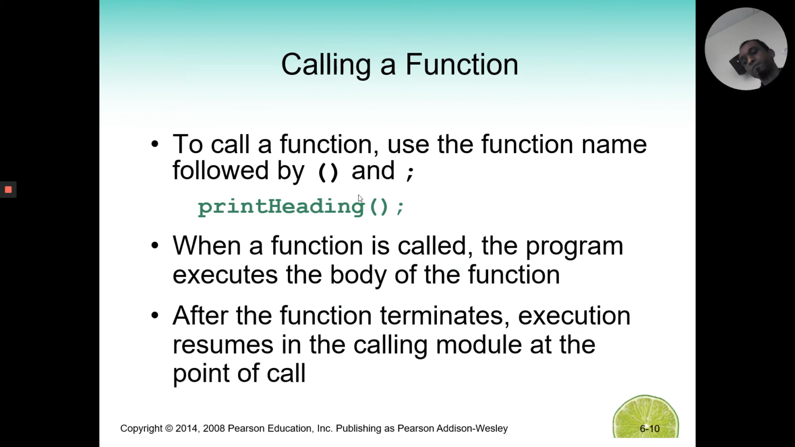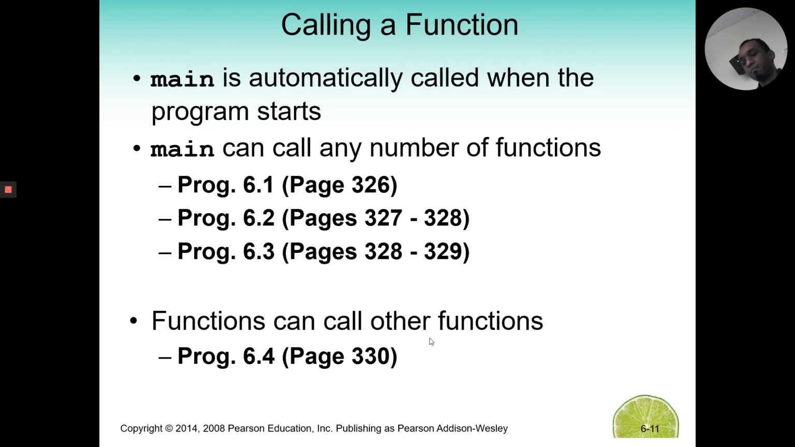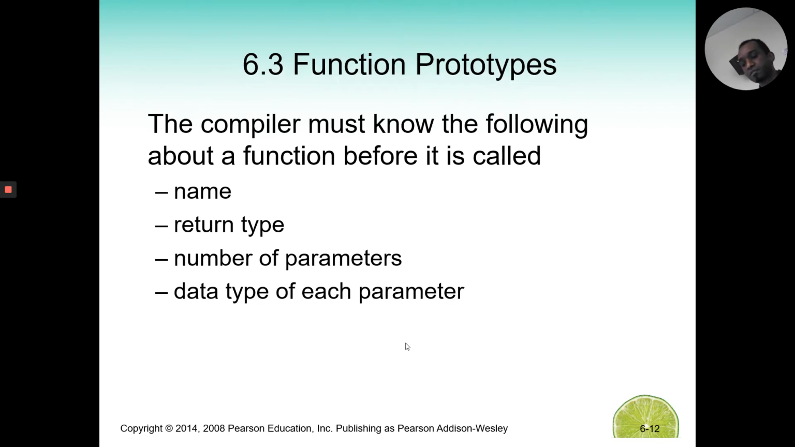Calling a function: to call a function, use the function name followed by the parentheses and the semicolon. When a function is called, the program executes the body of the function. After the function terminates, execution resumes in the calling module at the point of call. Main is automatically called when the program starts. So main is another name for it, it's like the driver, because everything is called there. A function can call other functions.